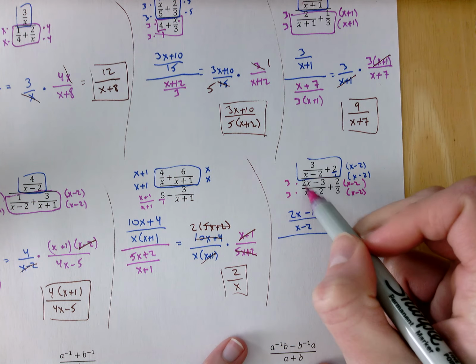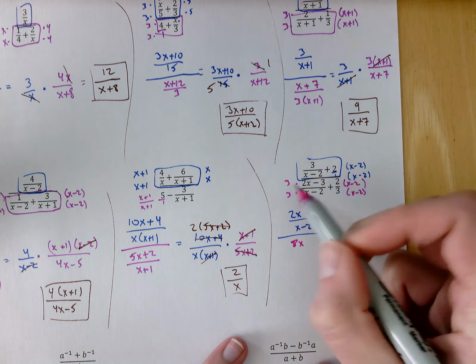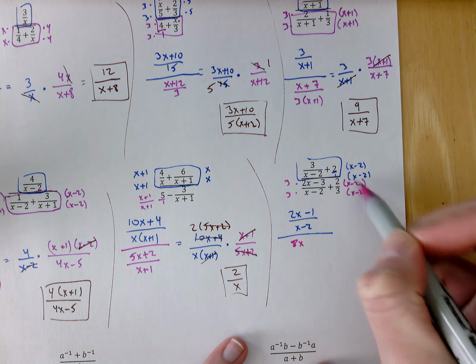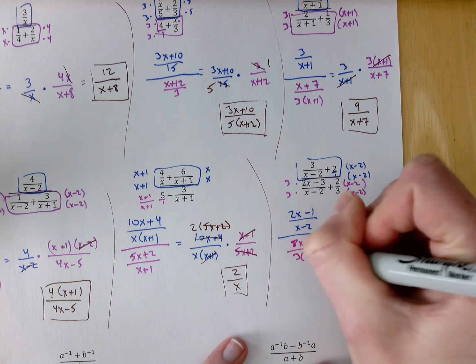This is going to give me a 6x. Over here, that'll give me a 2x, so that's 8x. This side's going to give me a negative 9. That's going to give me a negative 4, so that's a negative 13. And then 3 times x minus 2.